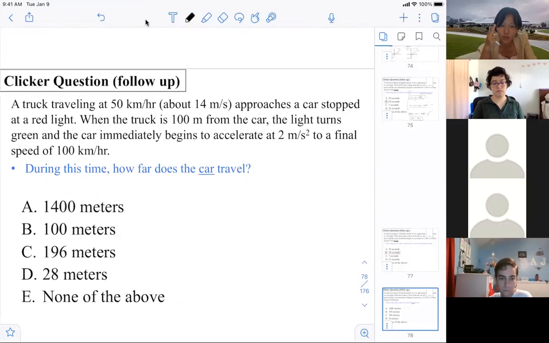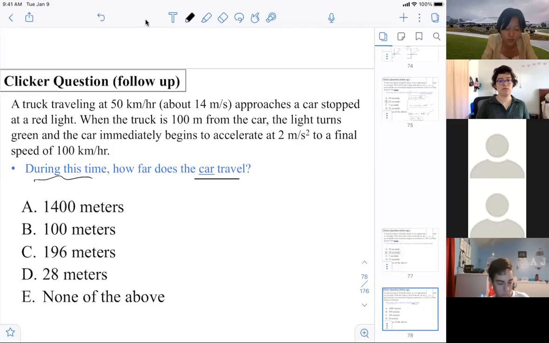Now we need to answer two more questions. During this time, how far did the car travel? And then after this question, we answer: during this time, how far did the truck travel? The reason for answering this question is, within that time, did the truck ever get past the car?